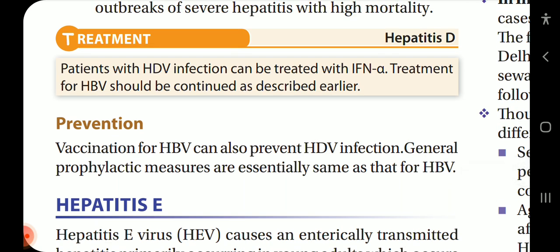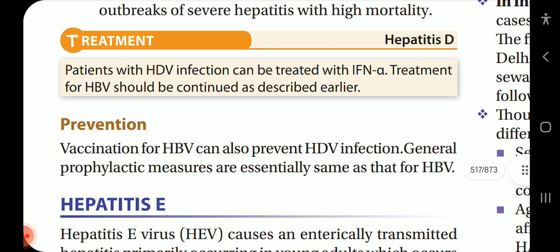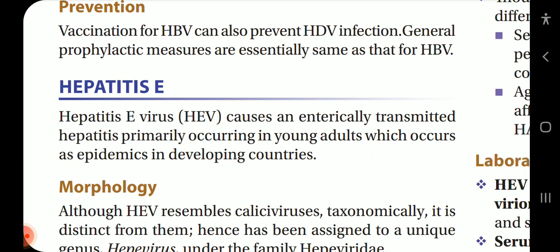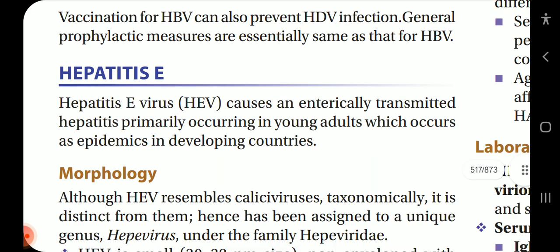Treatment: patients with HDV infection can be treated with interferon alpha. Treatment of HBV should be continued as described earlier. Prevention: vaccination for HBV can also prevent HDV infection. General prophylactic measures are essentially the same as that for HBV.